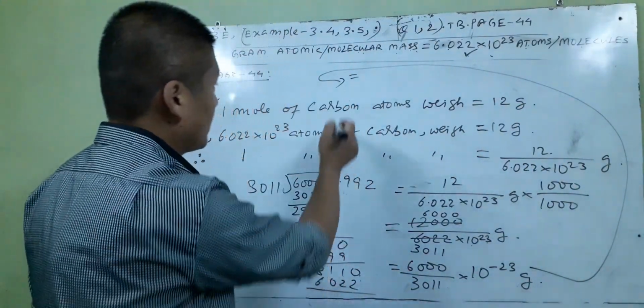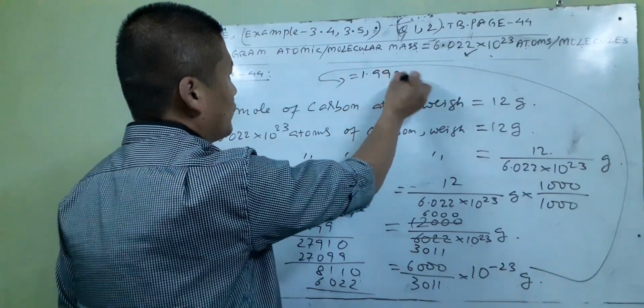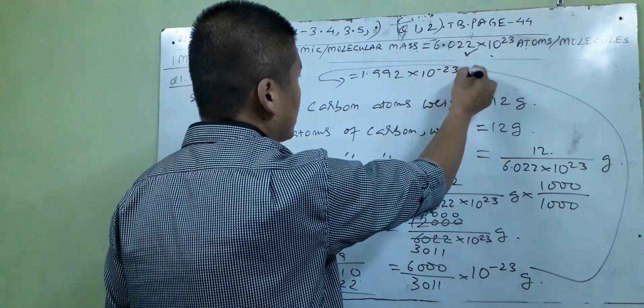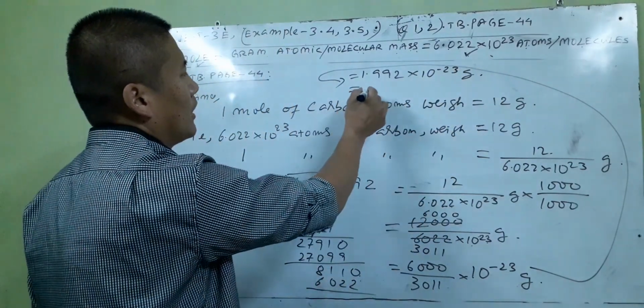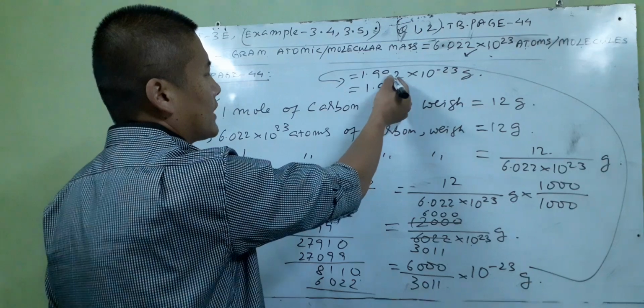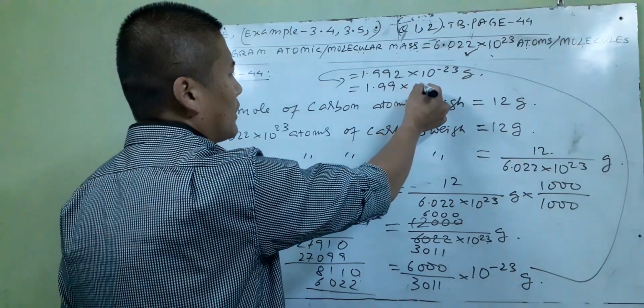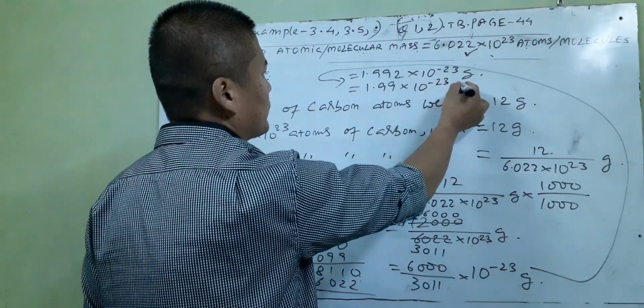This 2 divided is 1.992. Normally we go like that up to the third place, into 10 to the power minus 23 gram. One atom mass, so small. Then you take approximation up to the second place by watching the third place. Less than 5, so no change will be there. 1.99 into 10 to the power minus 23 grams.